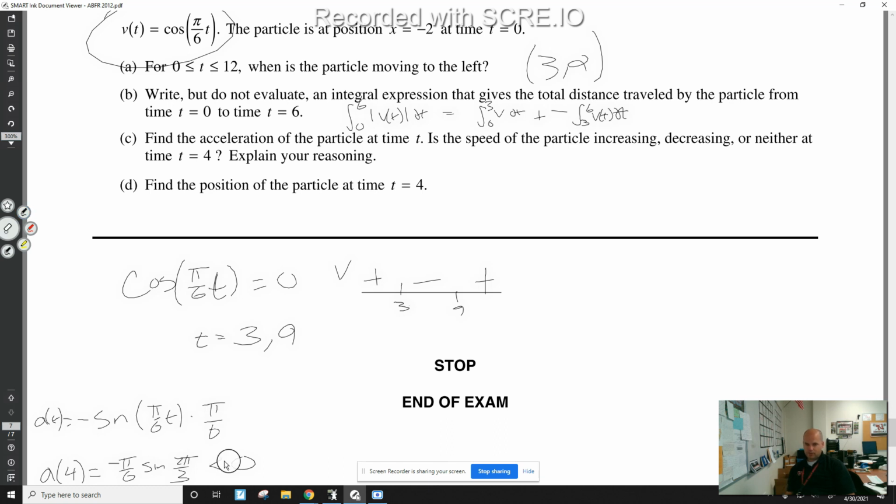Oh, I guess they want you to find it. So the sine of 2 pi over 3 is root 3 over 2. So that's negative pi root 3 over 12. Okay, that's negative. The velocity is also negative. So v and a have the same signs. Speed is increasing.